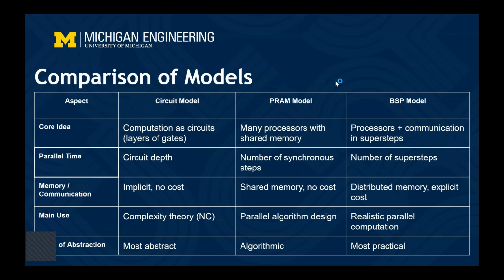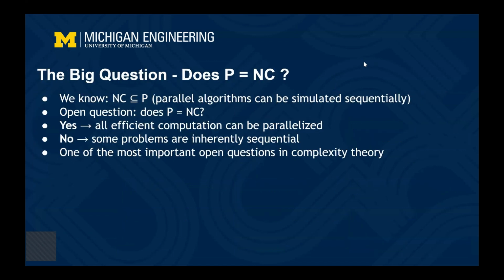To summarize, most of this was covered in the previous slides, but the main idea that I want to draw attention to is that the use of each model is based on what you want to study. In the case of the circuit model, you want to mainly study complexity theory and basically study NC circuits. In PRAM, you use it for algorithmic design, and for BSP, you basically want to look at how you deploy these models and how you would actually realize them in real life. Next slide.